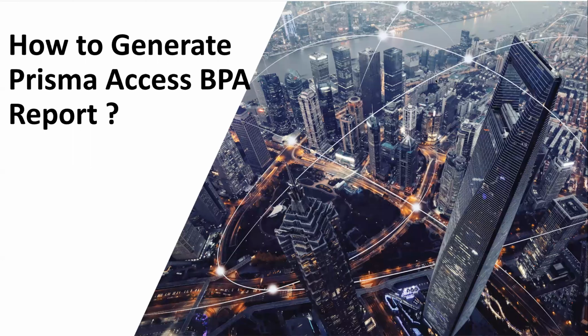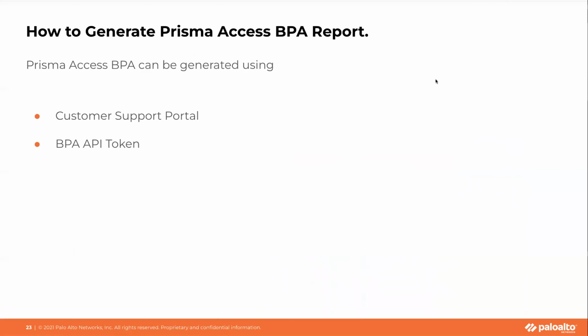How to generate the Prisma Access BPA report? There are two ways to generate the Prisma Access BPA report. One, you can use your customer support portal account, and you can also use some of the APIs, a BPA API token, to generate the report.